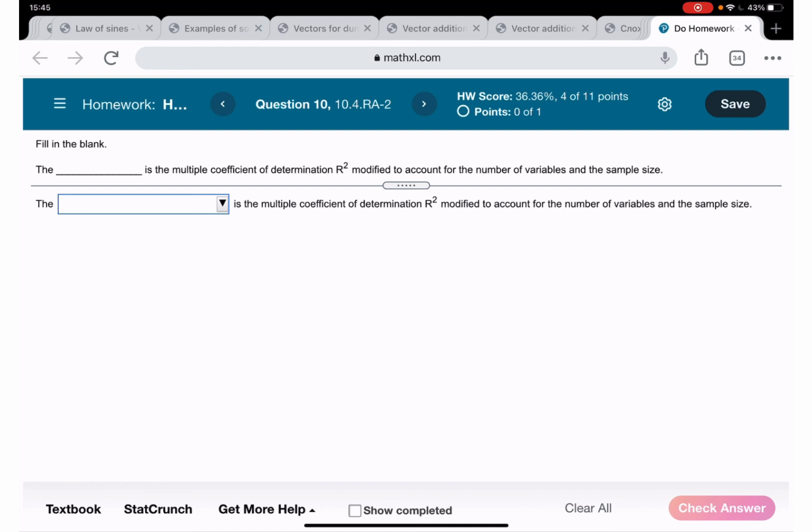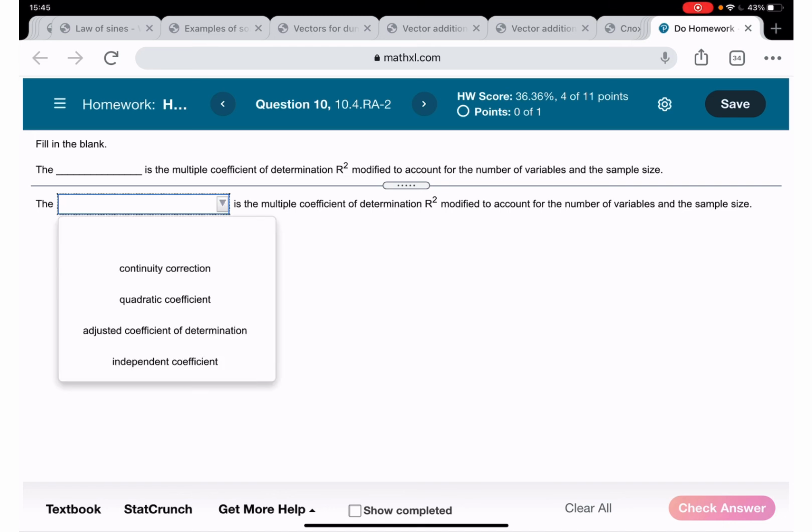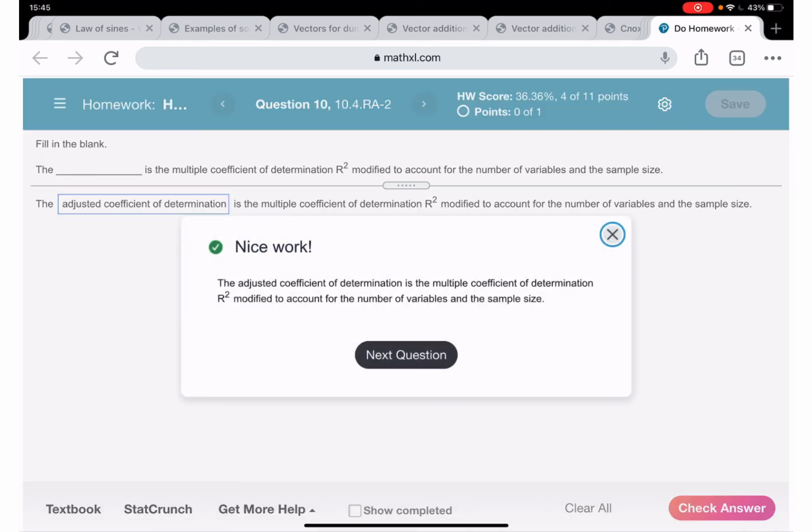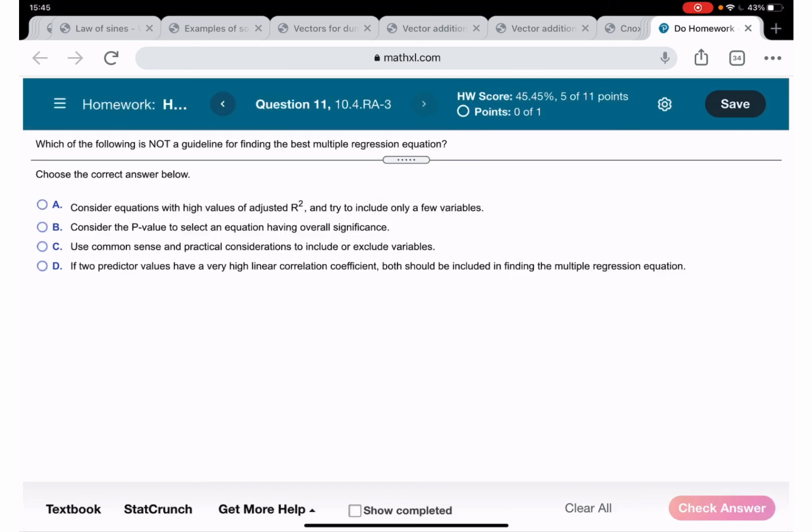Question number 10. The multiple coefficient of determination R squared modified to account for the number of variables and sample size. Okay, that's easy. Adjusted coefficient of determination.